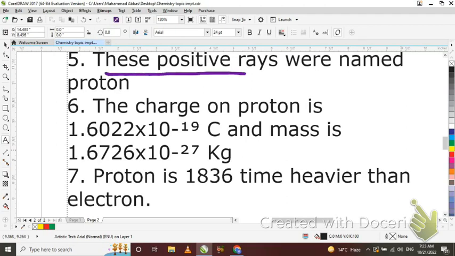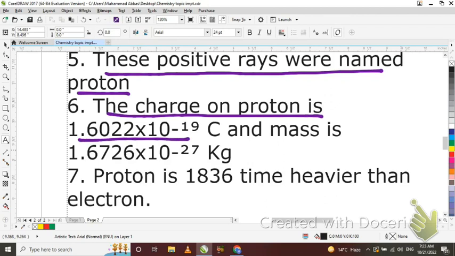These positive rays were named proton. The charge on proton is this, and mass is 1.6726 multiplied by 10 to the power minus 27 kg. Proton is 1836 times heavier than electron.